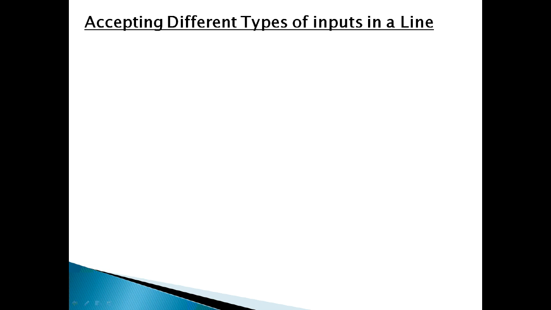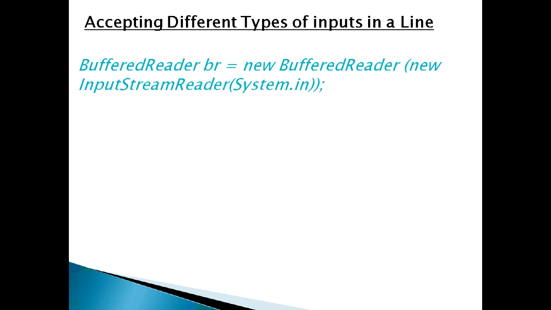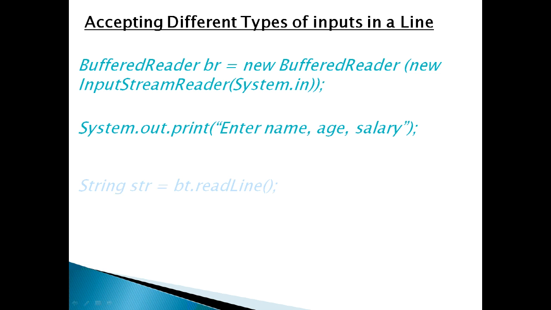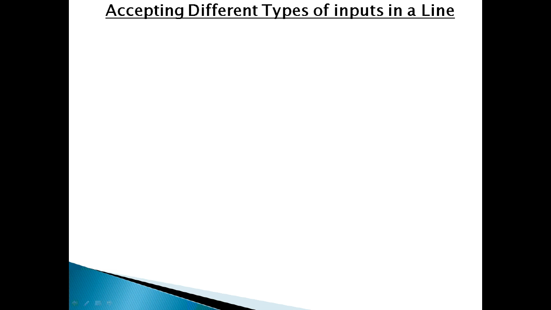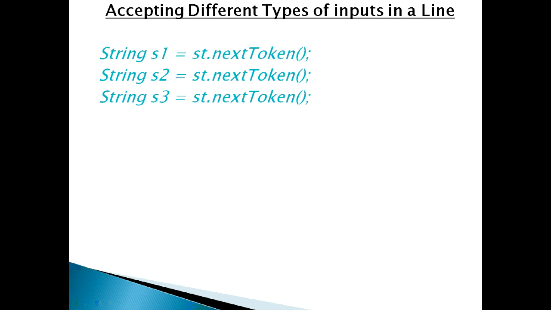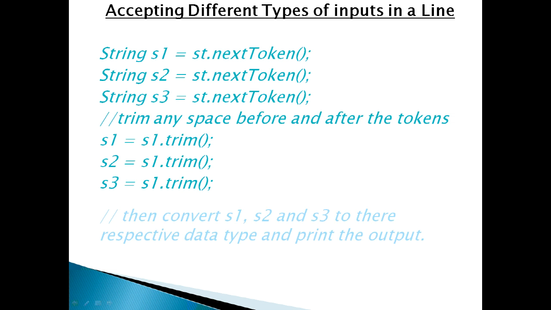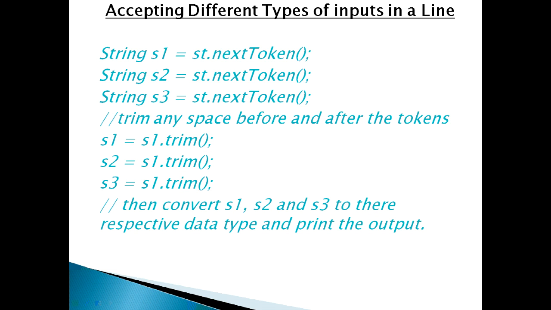This is an example. First, to accept data from keyboard, then ask for input and separate it by comma, then accept input into a string, then use StringTokenizer to split at commas. Now we will have three tokens as strings. Now trim any space before and after the tokens, then convert s1, s2 and s3 to their respective data types and print the output.